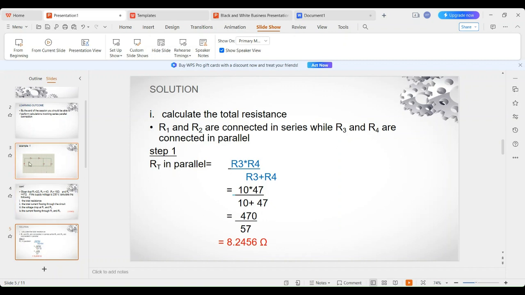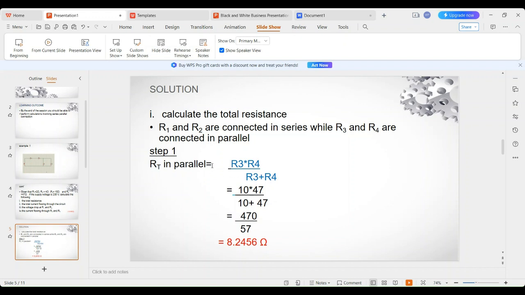Now let's look at the solution. Let's try to solve our problem. Our first question asks us to calculate the total resistance. As we have seen earlier, R1 and R2 are connected in series, while R3 and R4 are connected in parallel. So step number one is to find the total resistance of the two resistors connected in parallel, that is R3 and R4.